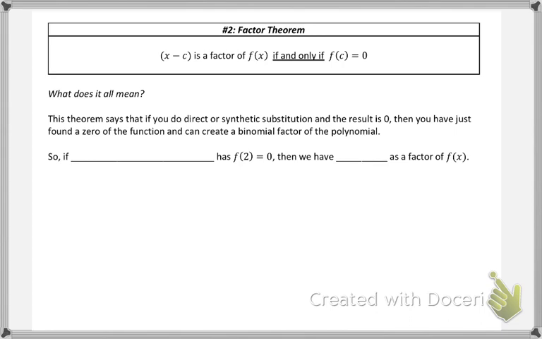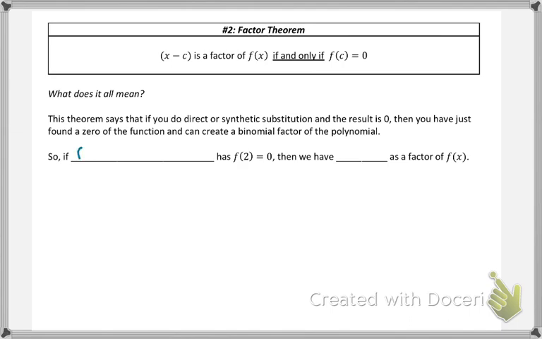This means that if you do direct or synthetic substitution and the result is 0, so for example, if you plug a c value into the function for x and you evaluate it and your y value is 0, or if you divide synthetically by the divisor x minus c and you get a remainder of 0, then you have just found a 0 of the function and created a binomial factor of the polynomial.